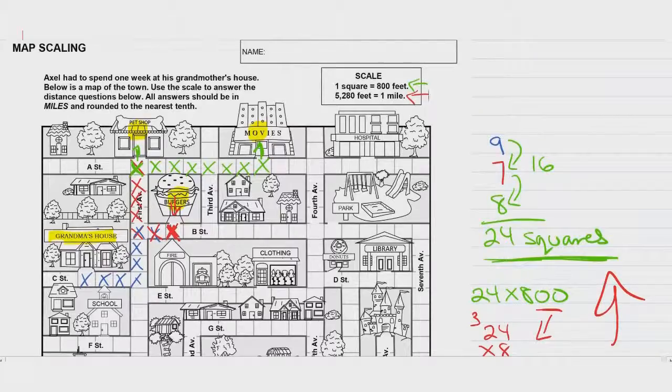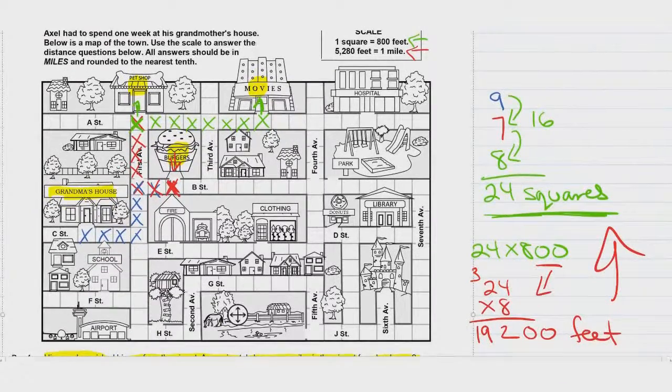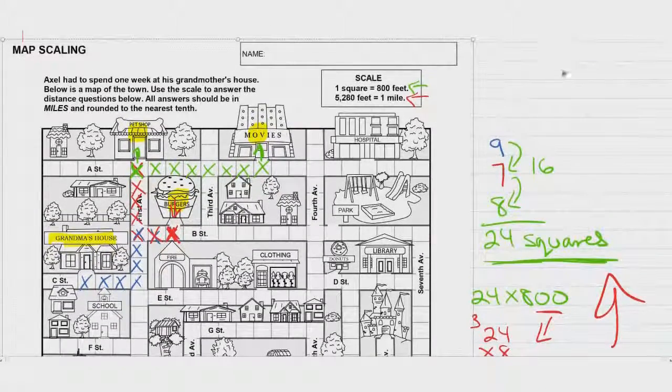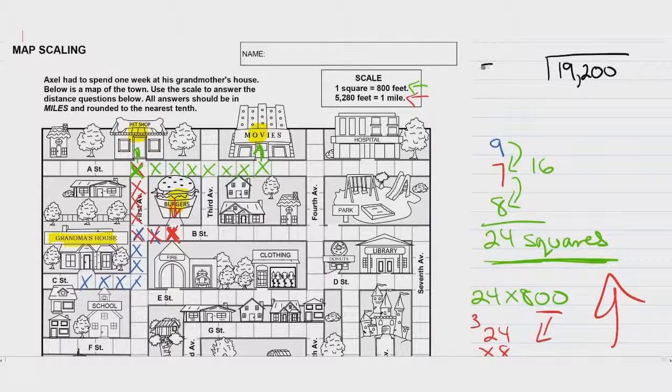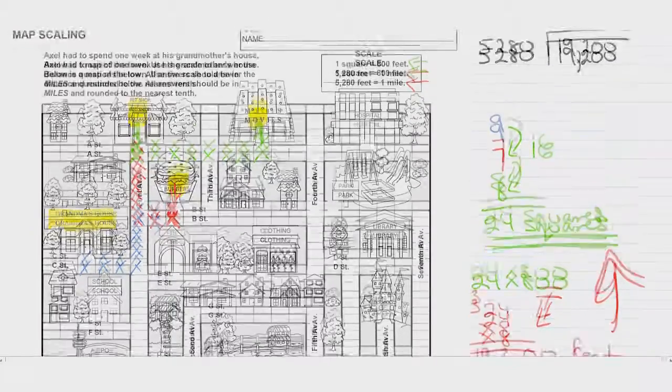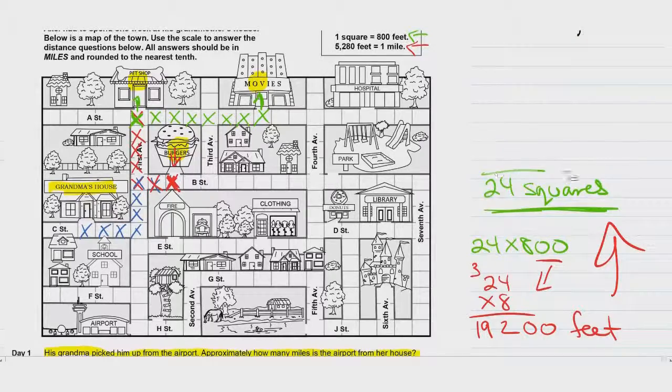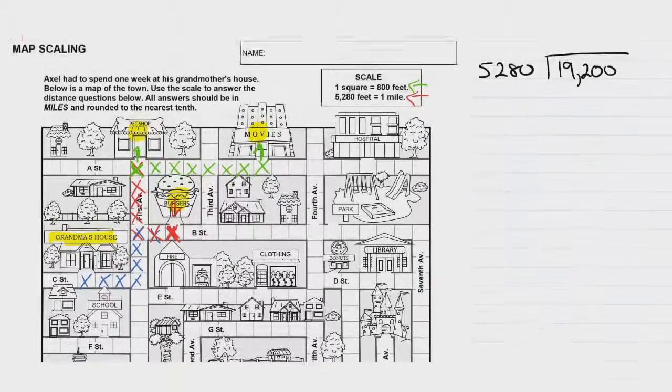Then we come up here, and it tells us that 5,280 feet equals 1 mile. So we are going to have to divide 19,200 feet by 5,280 feet, just like we did before. Let me clean this up a little so it's not too messy. So we need to divide.